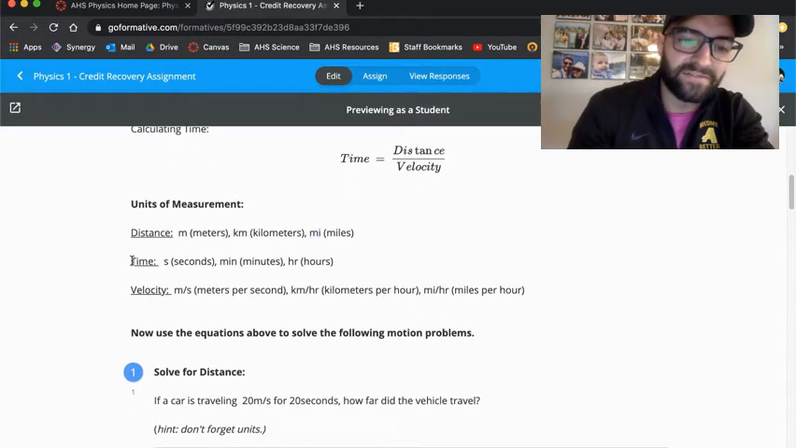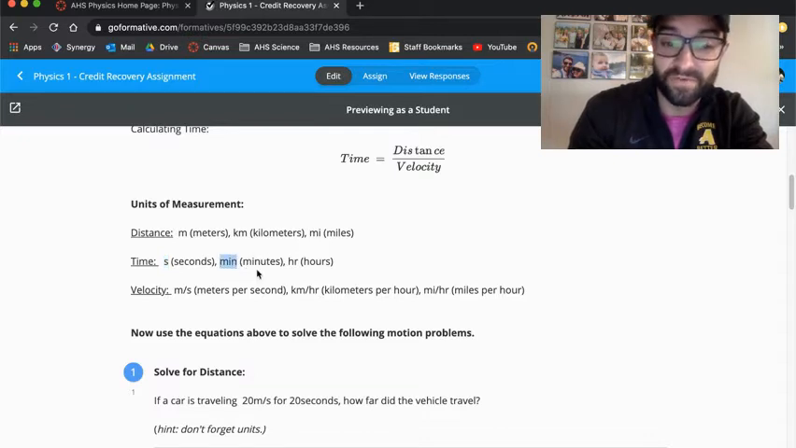Next, we have time. Hopefully, this sounds familiar, but S would stand for seconds. MIN or min is kind of short for minutes. And HR is short for hours.